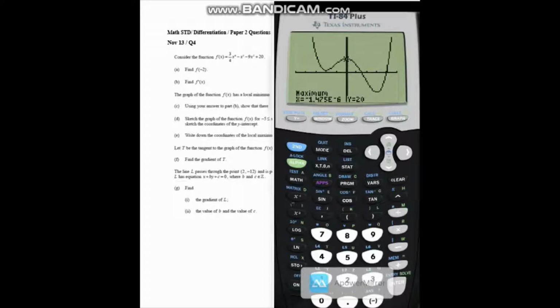So the maximum exists at this weird number, which we have said before just means 0, because e to the power of negative 6 is just 10 to the power of negative 6. So this e negative 6 on the calculator means 10 to the power of negative 6. So this is 0.000001475. So this is negligible. This just means 0. It's a machine error. It has to do with the calculator itself. So the maximum point exists on 0, 20.